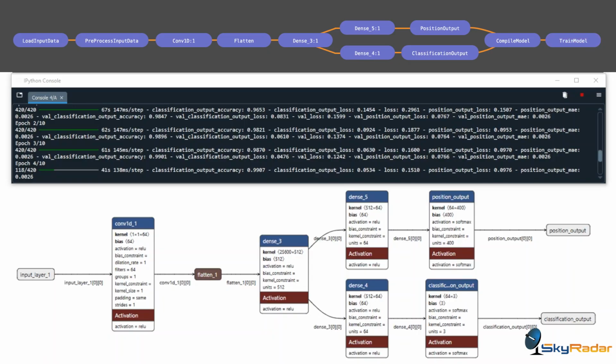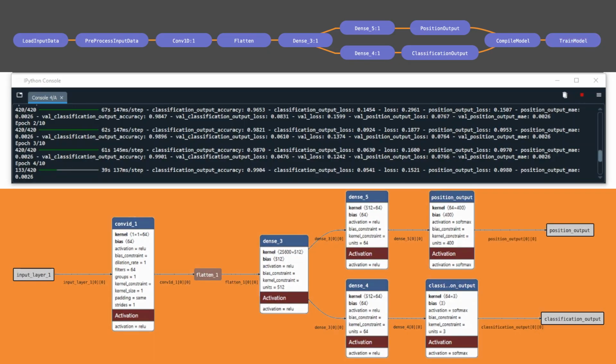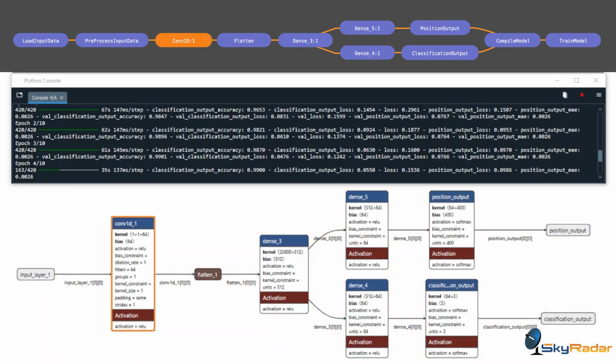Now, let's take a closer look at the third figure, which provides a detailed breakdown of the model architecture. The conv1D block is defined with a kernel size of 1 by 1 by 64, meaning it processes one-dimensional data with 64 filters. It also includes 64 biases, and the output is activated using a ReLU activation function, which introduces non-linearity to the model and helps it learn complex patterns.